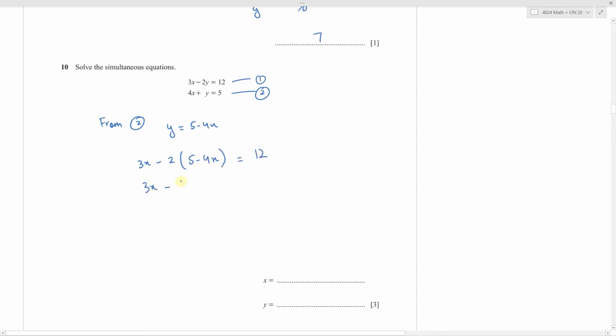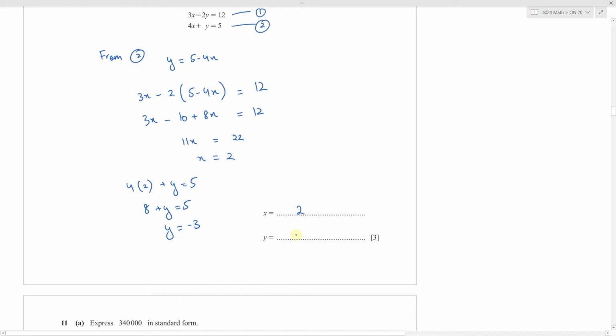So now we can solve this. This will be minus 10, minus and minus plus 8x equals 12. 8 plus 3, 11x. And this 10 goes there, it will become positive. So this will be 22, x will be equal to 2. Now we can substitute the value of x in this second equation. So 4 times 2, which is x here, plus y equals 5. So this is 8 plus y equals 5. So y will be 5 minus 8, which is minus 3. So x is 2 and y is minus 3.